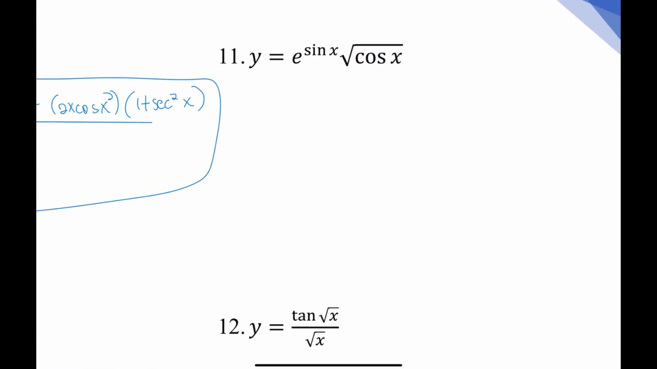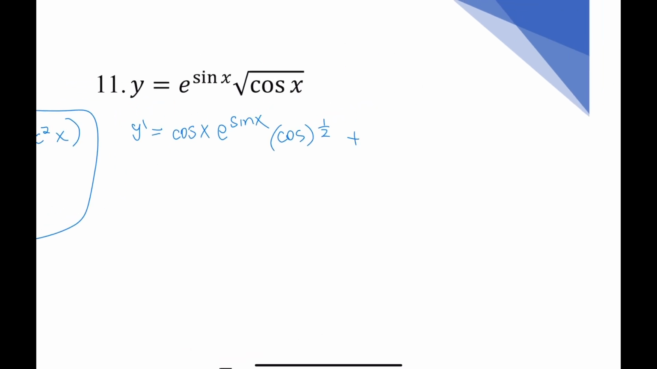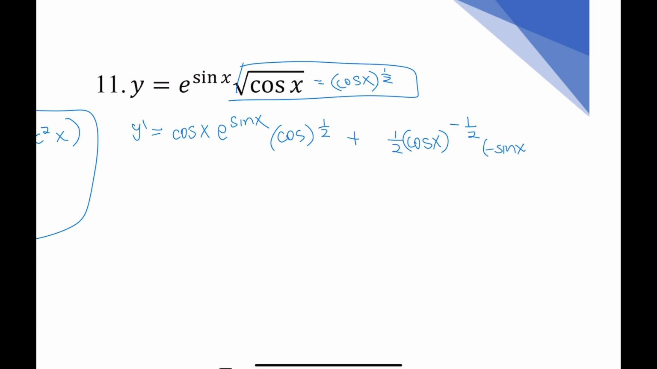And then number 11, y equals e to the sine x times square root of cosine x. So y prime would equal cosine x e to the sine x, and then also cosine to the power of 1/2, right? And then plus 1/2 cosine x to the power of negative 1/2, because cosine x to the power of 1/2 is equal to this, right? And then we do negative sine x because of chain rule, and then e to the sine x for product rule.